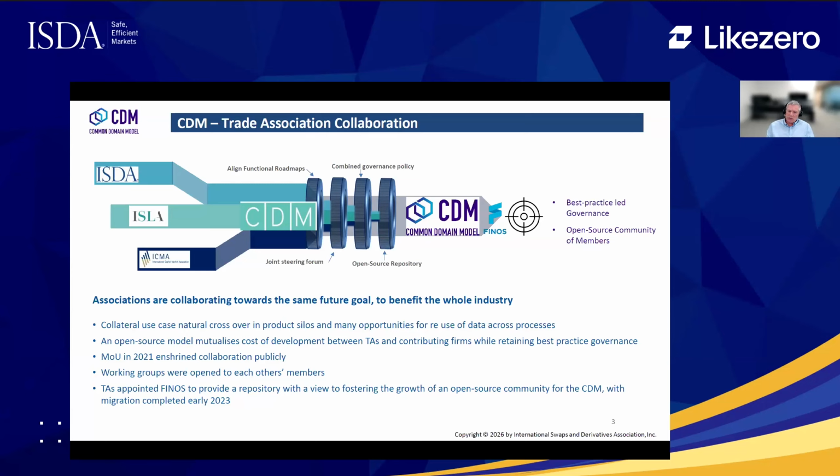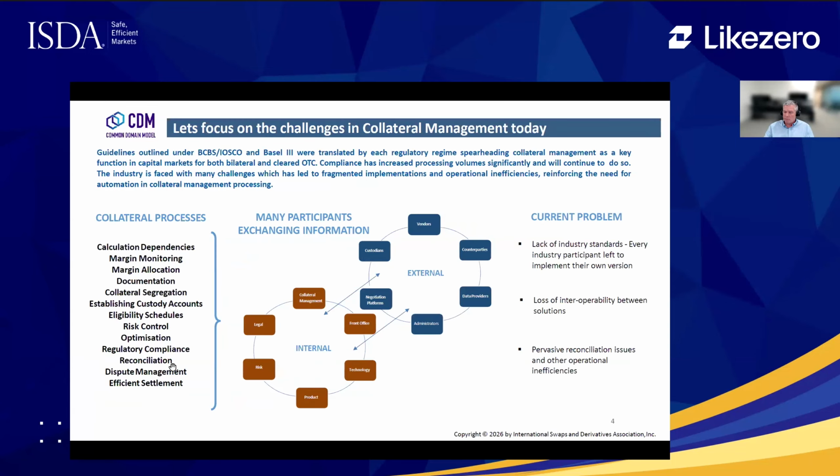Collateral use case is a natural crossover across the different product cycles, silos, and many opportunities for the reuse of data across the collateral processes, whether it's sec lending, repo, or collateral. The working group structure has existed for many years, covering many different products and advances in the CDM.